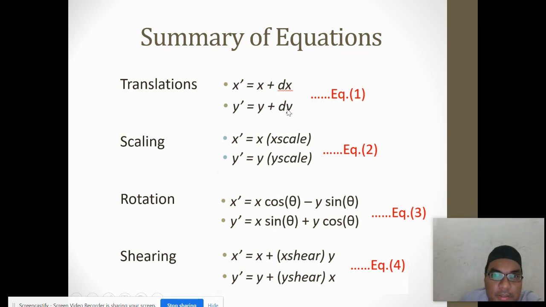Okay, the four simple equations that you have to know: the basic transformations in 2D and 3D. This is for the 2D, which just involves two axes, x and y. But for the 3D, it's just an additional axis, which is the z axis, and it also uses the same equation.